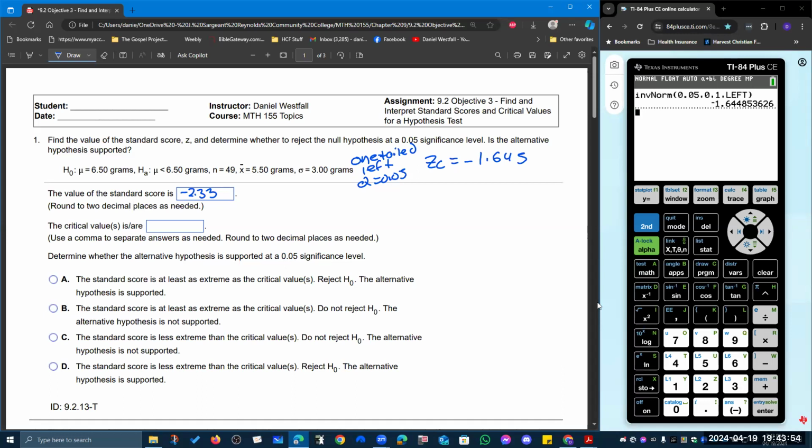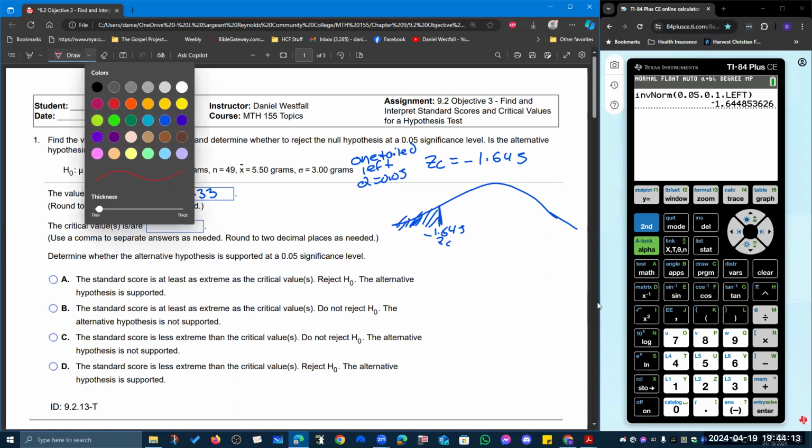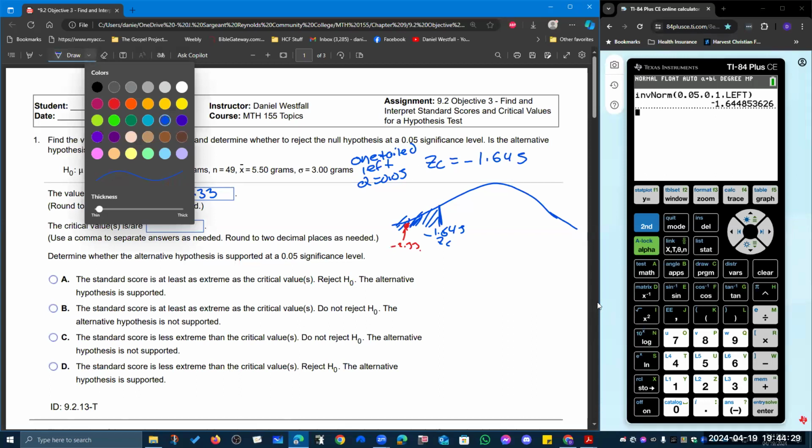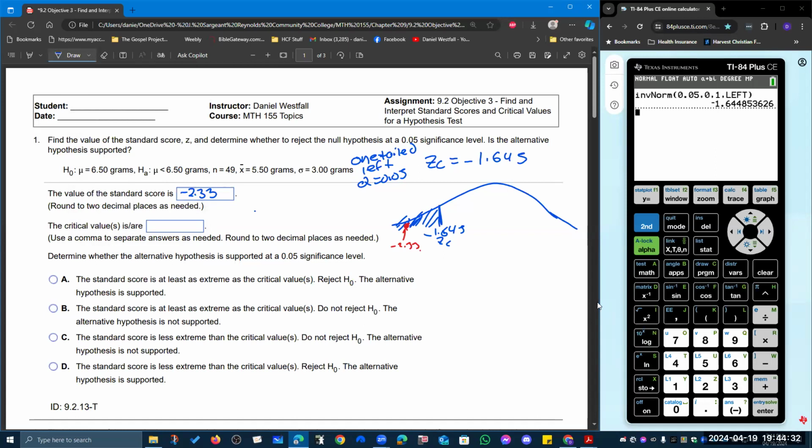So let's take a look at what that means here. Here's our negative 1.645 critical Z value that causes a rejection region over here to the left in the direction of HA. And then I found a test statistic of negative 2.33, which is somewhere right around there, which is in my rejection region. We want negative 1.645. They told us to round to 2 decimal places, so negative 1.65.